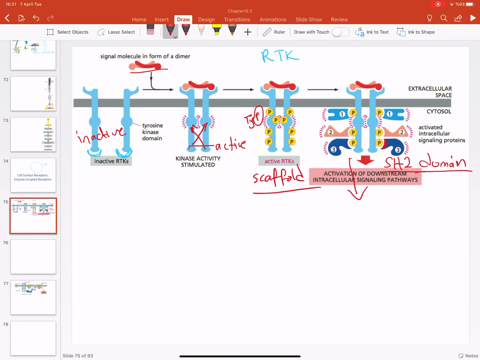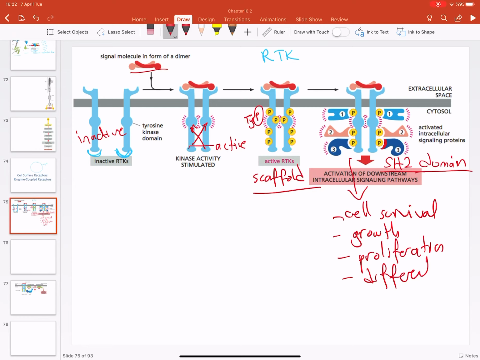Now, the RTKs, yes, they do lots of things, but they are specifically important for cell survival, or let's say first growth and proliferation, and sometimes differentiation. So if you're ever going to study cancer, RTKs will be one of your main targets. So this is how the signal is turned on from an outer environment signal, an extracellular signal, binding and dimerizing the RTK. Remember, in the case of GPCRs, it was just changing the conformation.